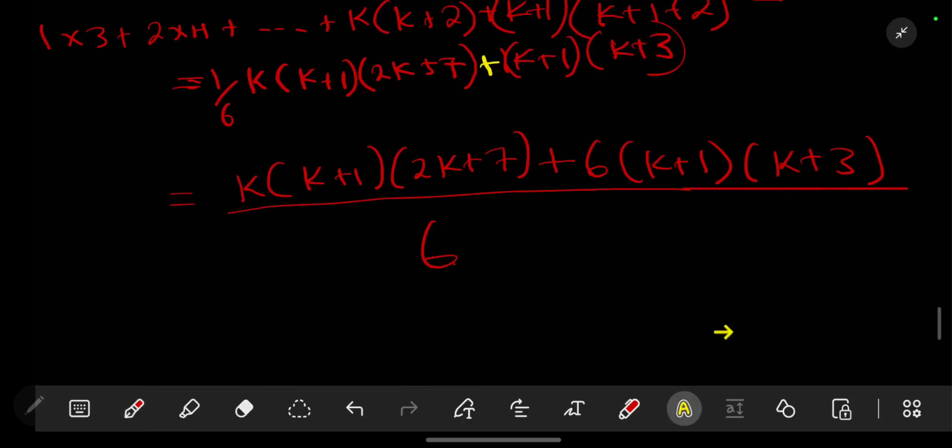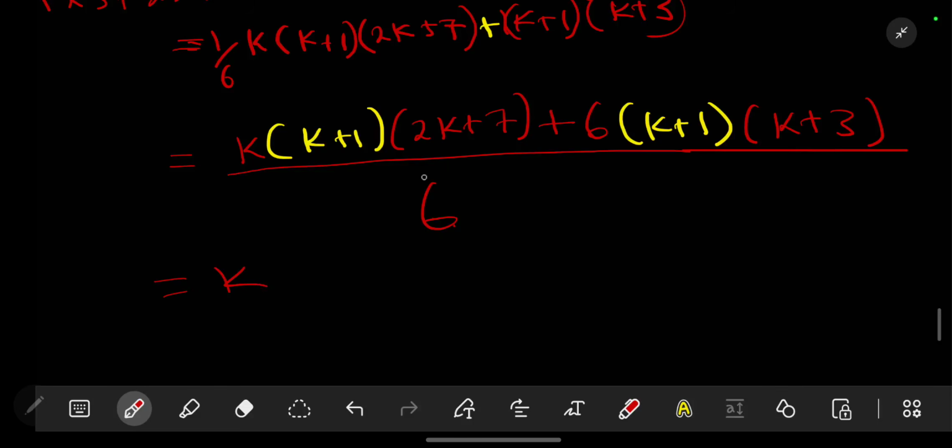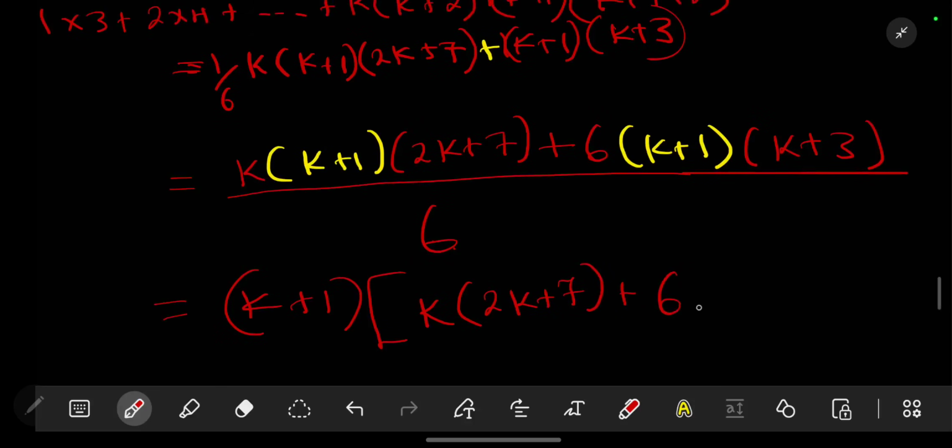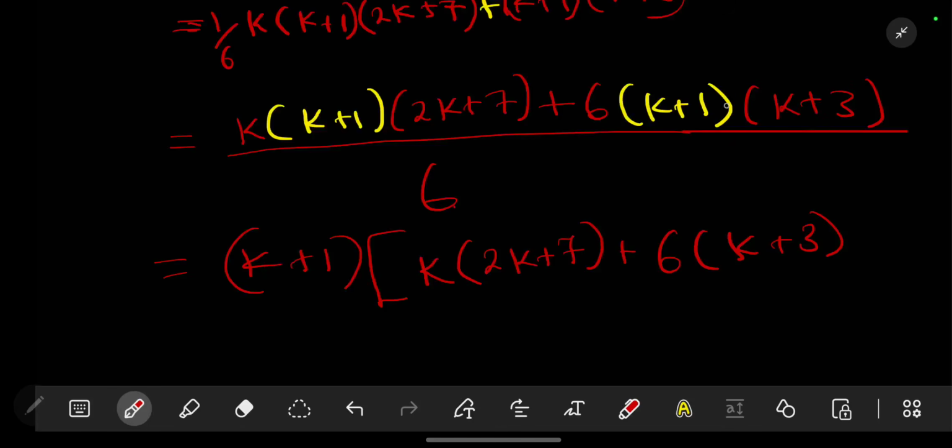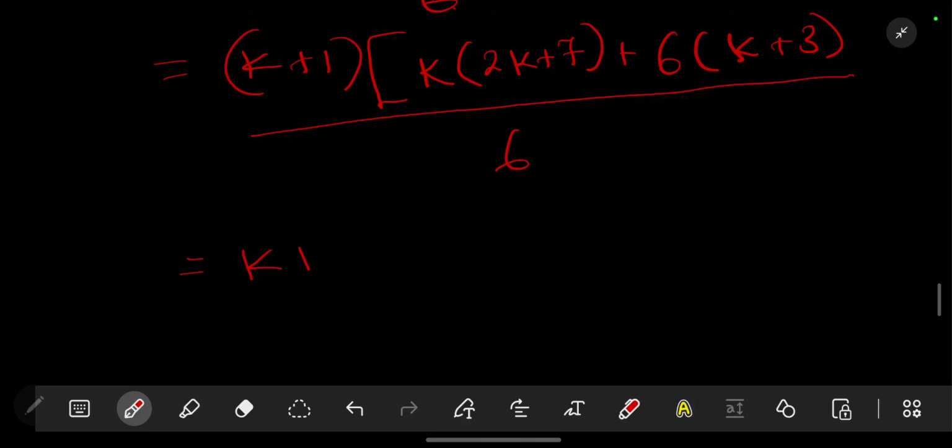After doing that, we are going to pick out what's common. So this and this are common. Our common factor is k plus 1. When we remove k plus 1, what will remain is k and this number, which is 2k plus 7, plus 6, and what is in the bracket is k plus 3, over 6. So this gives us a value of k plus 1.